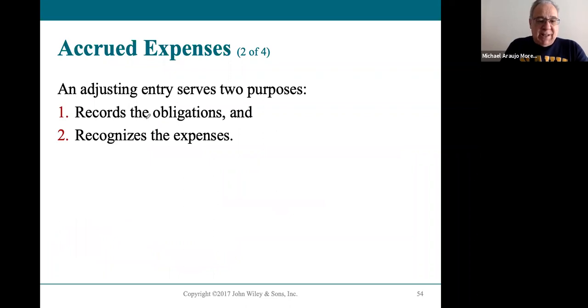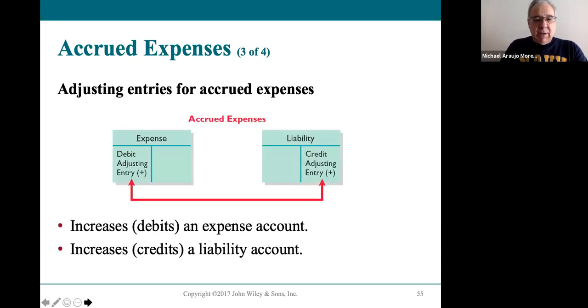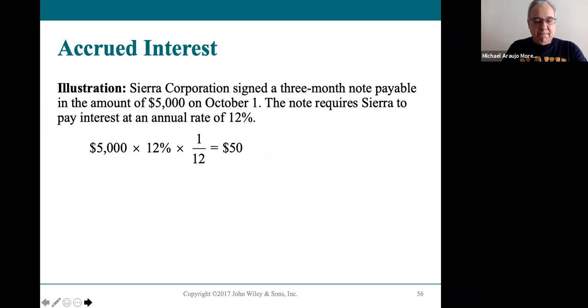All right, so we basically are recording that we owe the money because we haven't paid it yet, but we need to recognize the expense in this period, so it'll be on our income statement. So debiting the expense, crediting the payable account that you'll be learning about. There's 2 of them you'll learn about here. All right, first things first, interest, accrued interest.